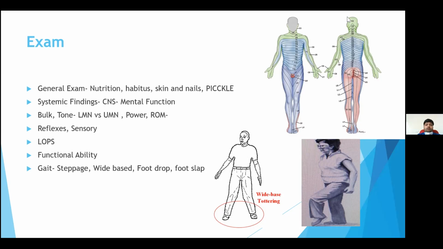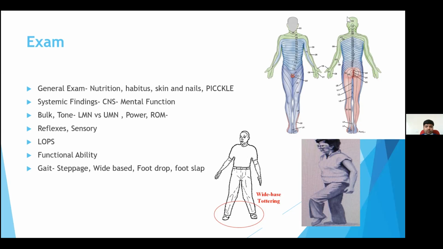So your examination will always be incomplete if you don't comment on how they ambulate, whether they can ambulate or not. Do they need wheelchairs? Do they walk with person support? What kind of gait is it? When you have steppage gait, as you can see over here, they will have increased exaggerated hip flexion to compensate for the loss of ankle dorsiflexion.